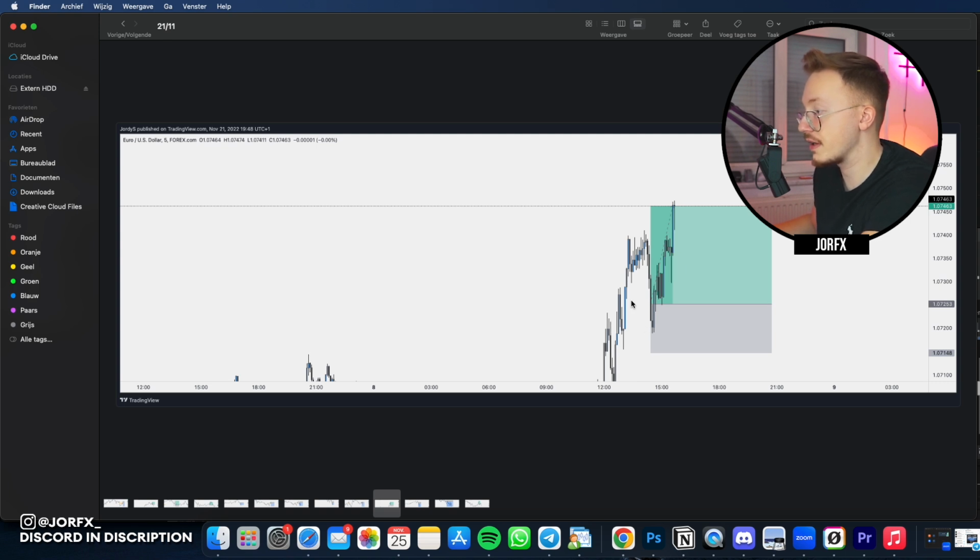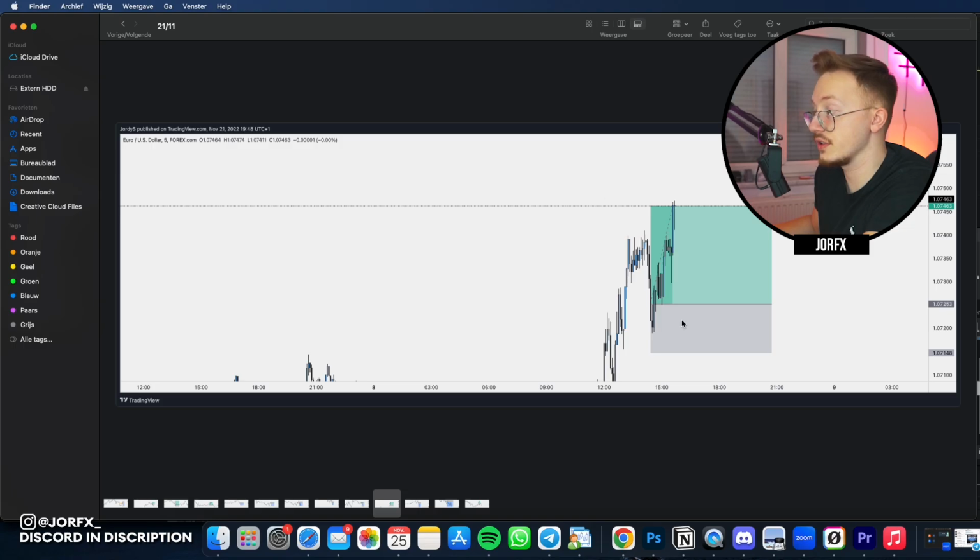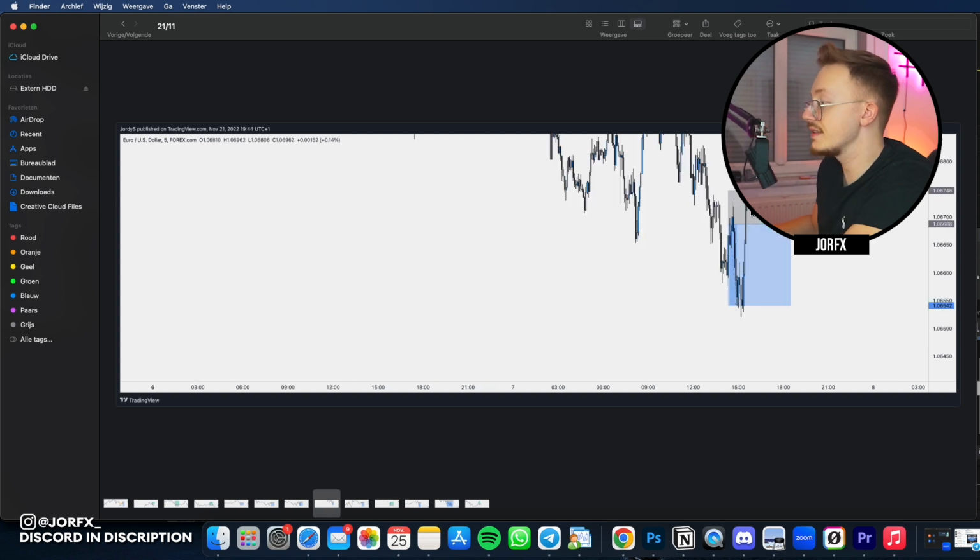Same around here. We have a fair value gap at this point in the market. I combined it with a round level that was 1.0725 and then 0 probably. I placed my stop loss underneath the swing low. This was a swing low. My take profit was at a fib level, I believe, and this was my trade. 1/2, really nice.